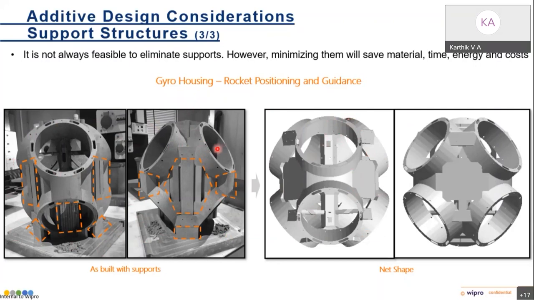Additionally, when it is not feasible to completely eliminate the supports, we can always reduce the support structures. We can give various features like honeycombs or a hollow sort of support structures in order to save time and material.